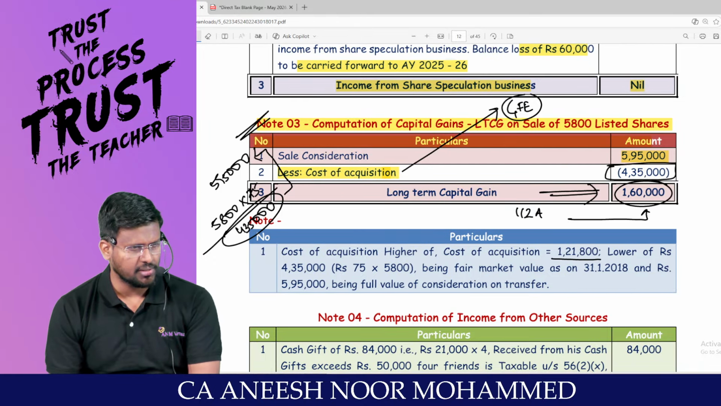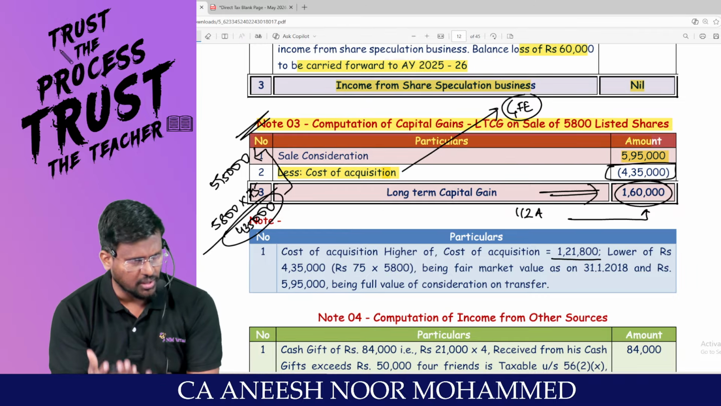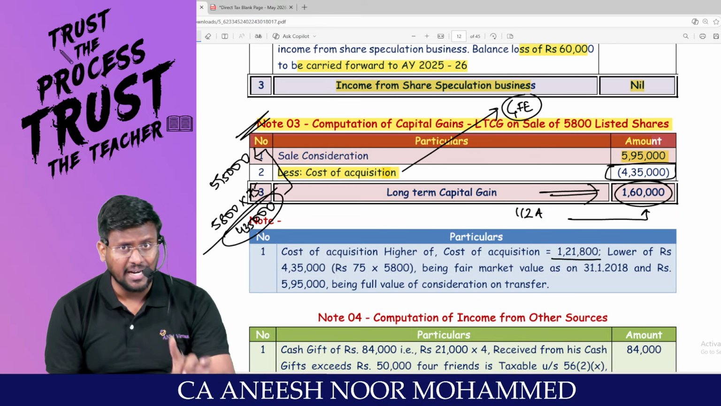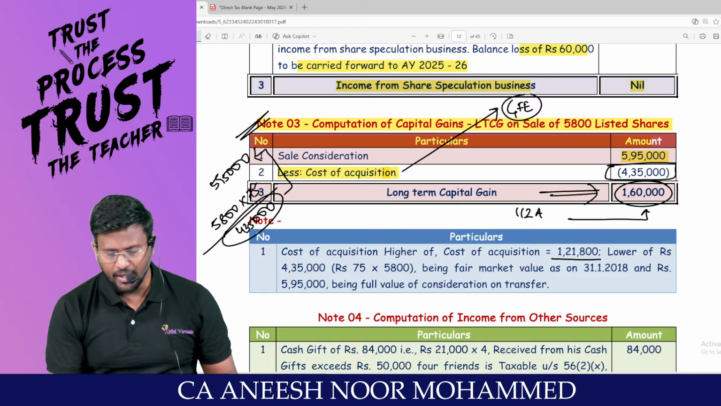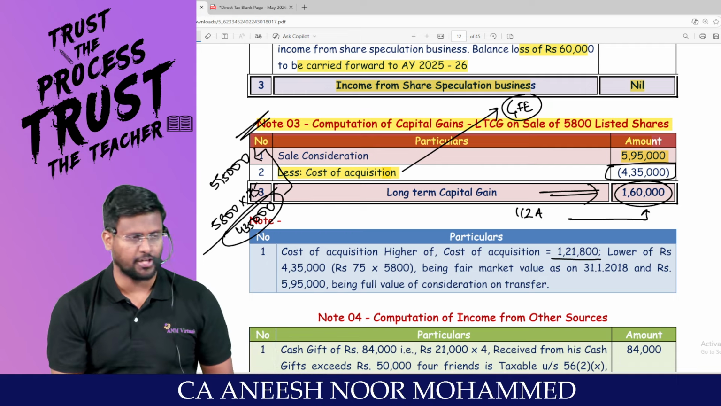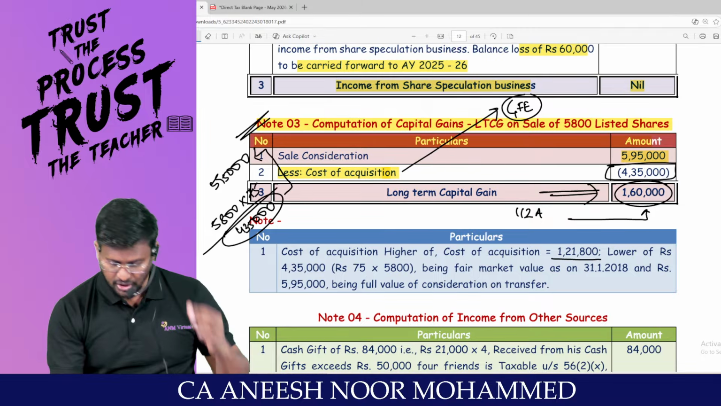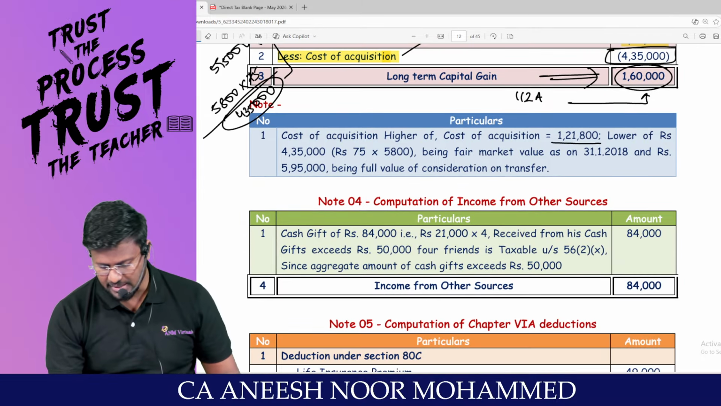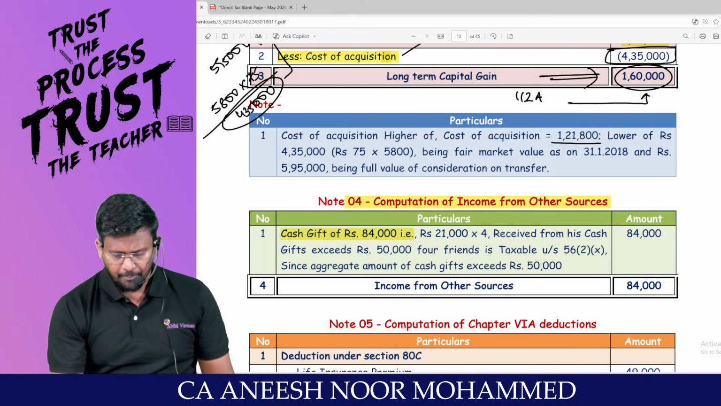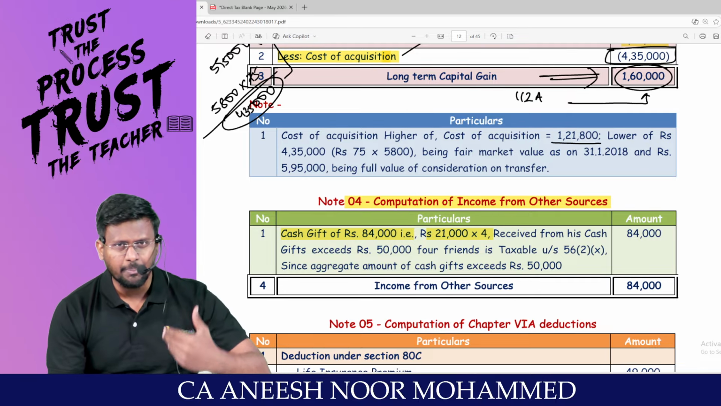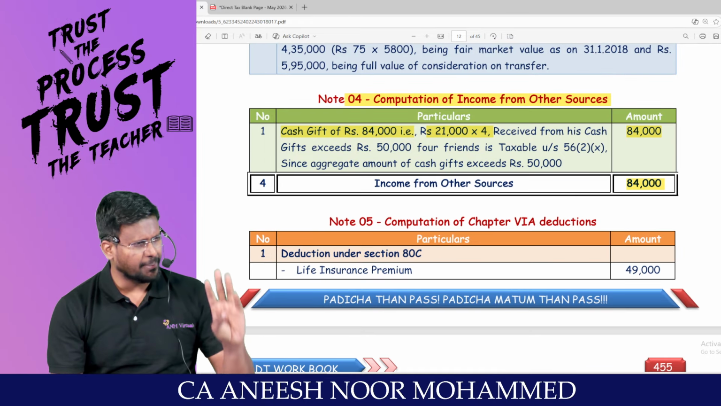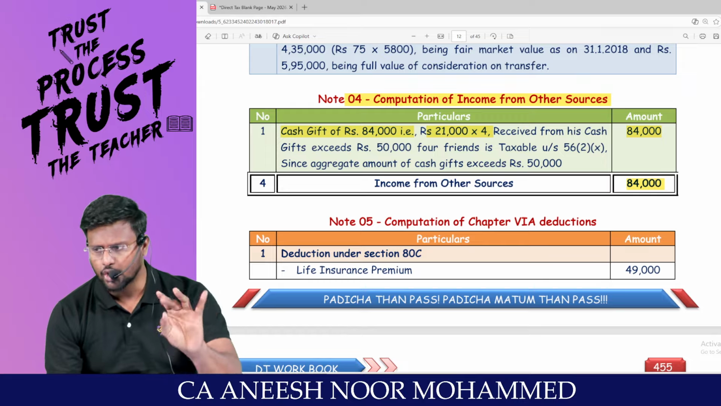Why I am highlighting is we all know that up to 1,25,000 it is exempted. Any long-term capital gain taxed under 112A, up to 1,25,000 is exempted. The balance will be taxable at 12.5%. That we have to keep in mind at the time of computing the tax liability. Computation of IFOS, we can easily compute: cash gift of 84,000, because 21,000 into 4, these people are not relatives. So straight away it will be taxable under IFOS. That's it. Capital gain done. IFOS done. Automatically gross total income done.